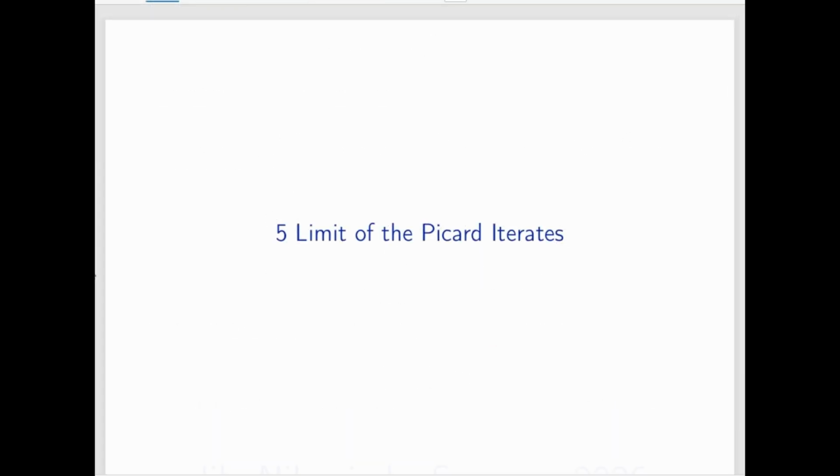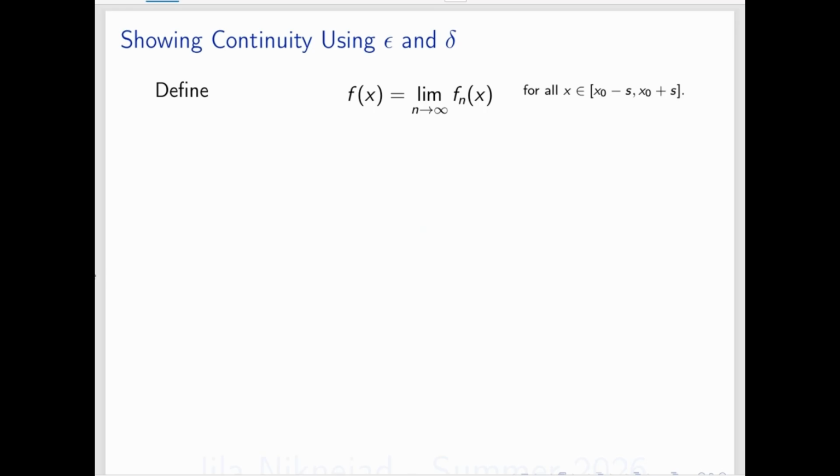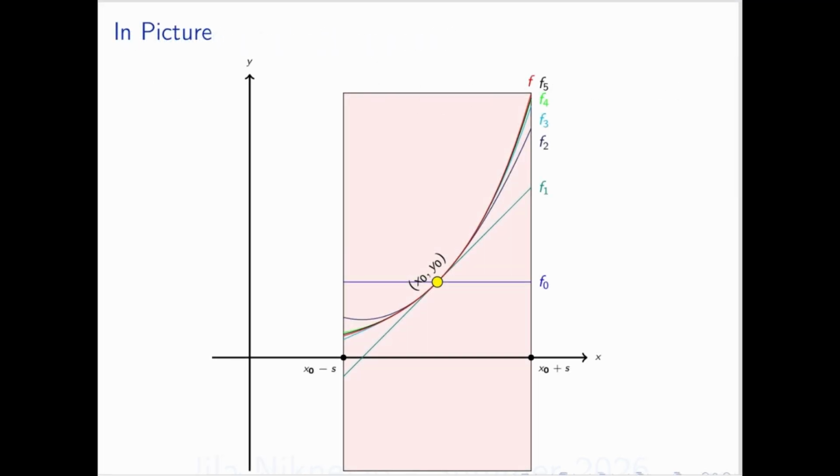Limits of the Picard iterations. Define f of x to be equal to the limit of f sub n of x as n goes to infinity for all x in (x0 minus s, x0 plus s). So you're pointwise defining f of x through the Picard iterations. We're hoping to show continuity of this function, that is the pointwise limit of the f sub n's, using epsilon and delta. So instead, let's look at this picture.